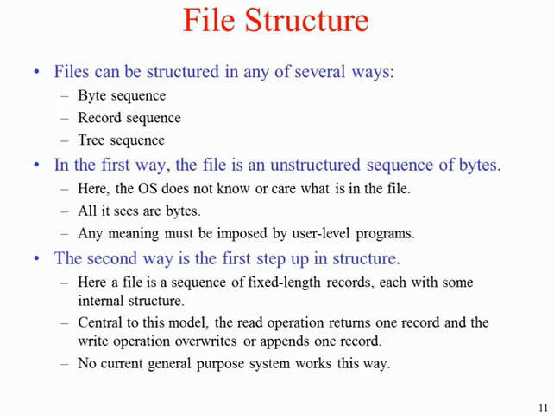Then the second file structure is called the record sequence. Here a file is stored as a sequence of fixed length records, each with some internal structure. Very important to this particular model is the read operation. Whenever it is used to read such a file, it returns one record at a time, and the write operation simply overwrites or adds some extra record to it. The kind of applications that we use nowadays do not fall under this category. It's usually used especially with those that are related to databases.